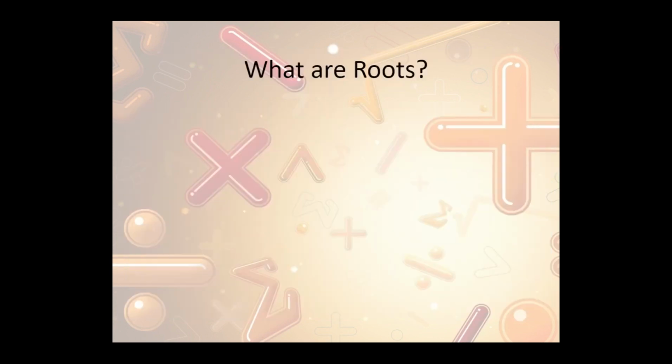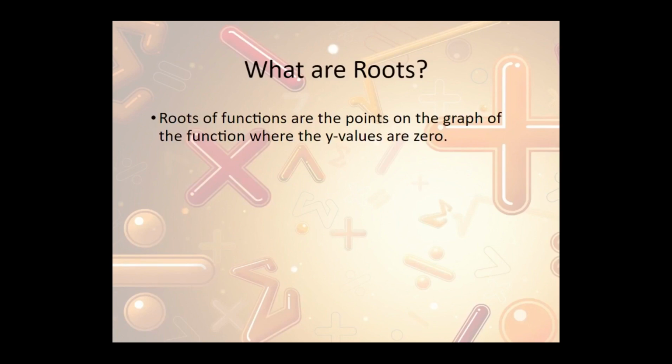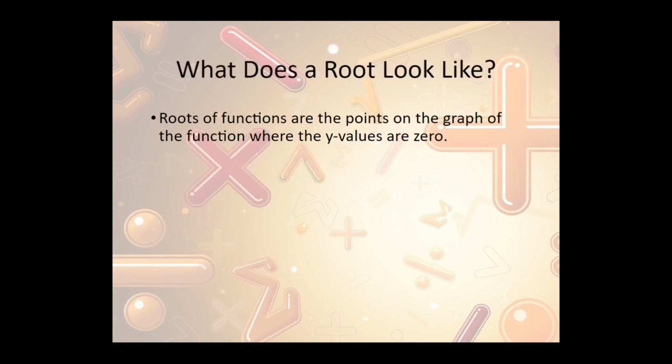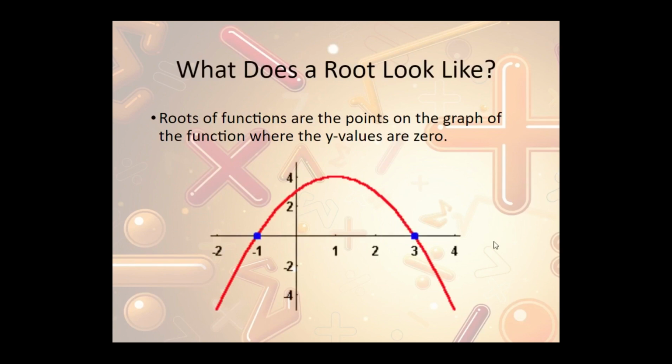Okay, what are roots? Roots of functions are the points on the graph of a function where the y values are 0. Another way to think of this is where the graph touches the x-axis. We also call them zeros, solutions, and x-intercepts. So all of those are different things that roots can be called. What does a root look like? It's an x-intercept, or where the line crosses the x-axis. So it crosses here, and then it comes back down and crosses here. We call those the roots.